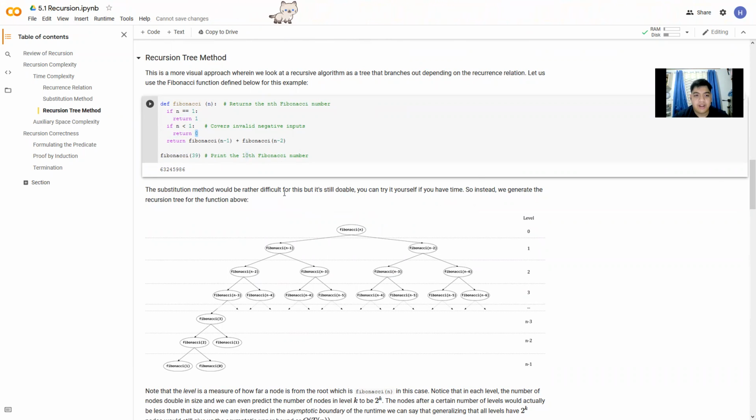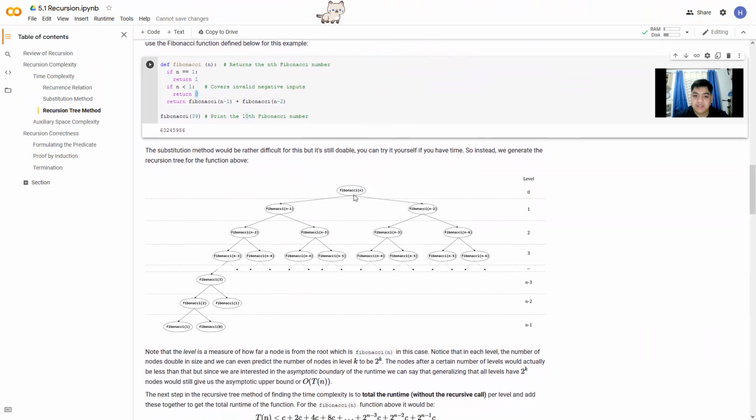So the recursion tree would look something like this. The Fibonacci of n calls Fibonacci of n minus 1 and Fibonacci of n minus 2. The Fibonacci of n minus 1 calls Fibonacci n minus 2 and Fibonacci n minus 3. And then the Fibonacci of n minus 2 over here calls Fibonacci n minus 3 and Fibonacci n minus 4 over here. And then it just splits and splits until we reach Fibonacci of 1 or Fibonacci of 0.